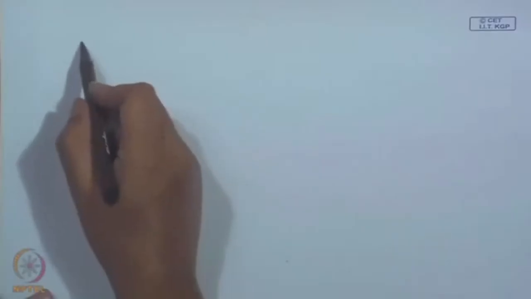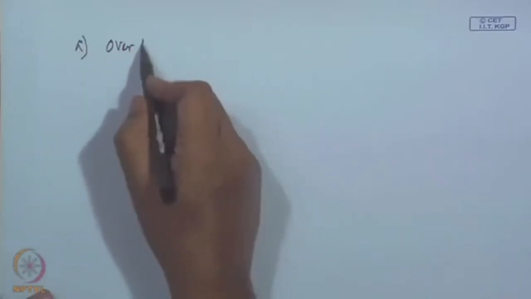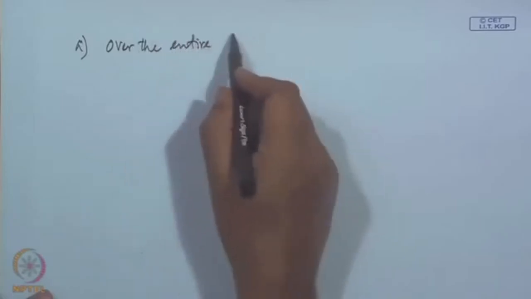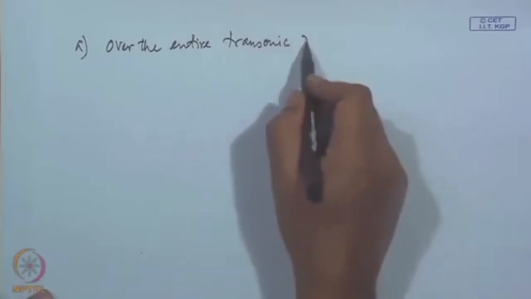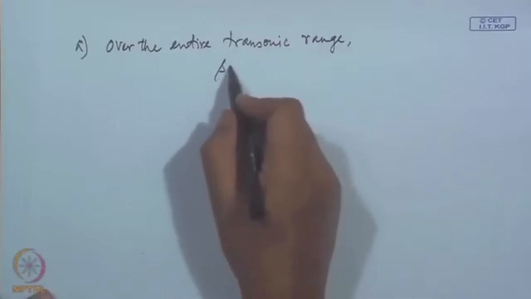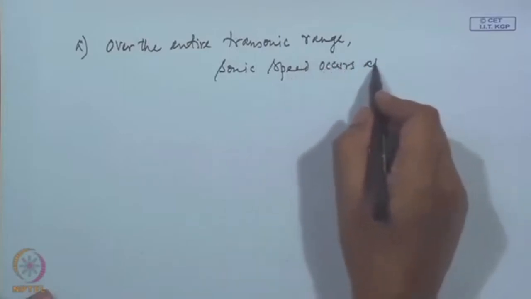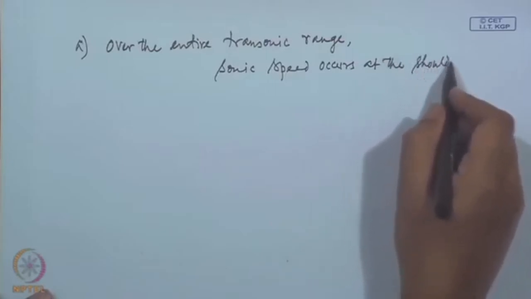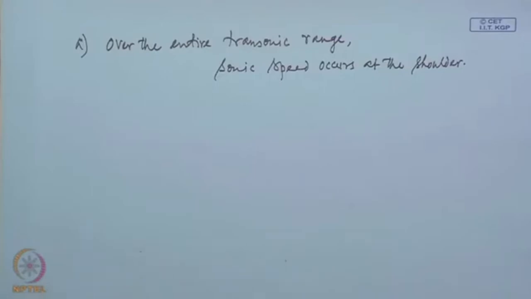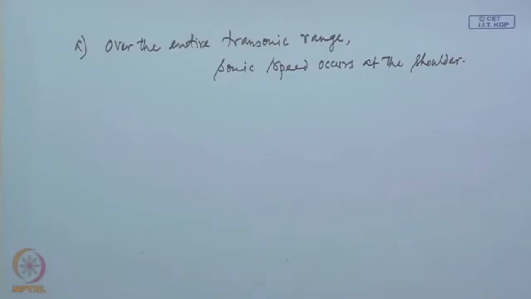Now, let us talk about certain features of wave flow that we have seen. First of all, over the entire transonic range, the sonic velocity occurs at the shoulder. So, let us say A: over the entire transonic range, sonic speed occurs at the shoulder. That is, sonic speed is not reached on any flat part of the body.